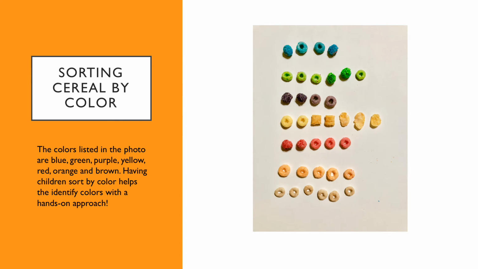Sorting cereal by color. A fun activity to do with this is find an object in your house with a similar or same color of some of the cereal. Hold that up and say, this ball is red. Can you find any red cereal pieces? And have the children pick out which parts of the cereal are red, and then you can repeat this for a lot of the same colors.